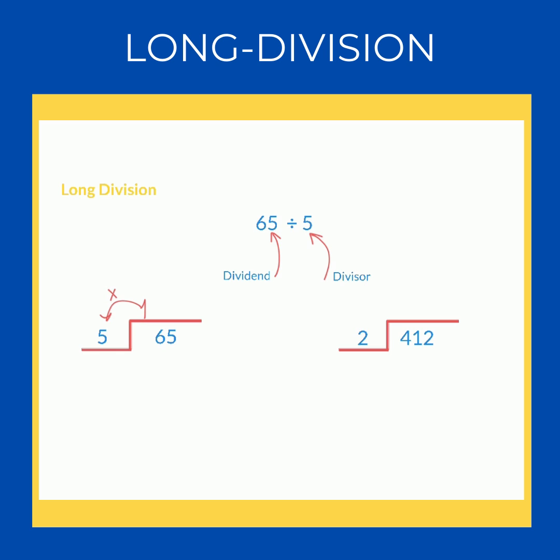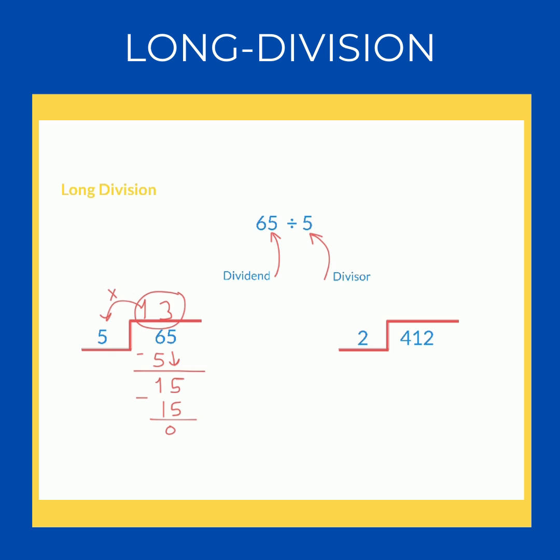So 1 times 5 is 5, and now I will subtract. So 6 minus 5 is 1, and I will move down the 5, so I have 15. Now I need to think of a number that, when I multiply it by 5, will give me 15. So that number is 3, because 3 times 5 is 15, and I will subtract, so the answer is 0. So 65 divided by 5 is equal to 13.